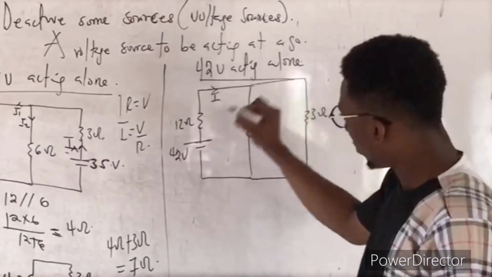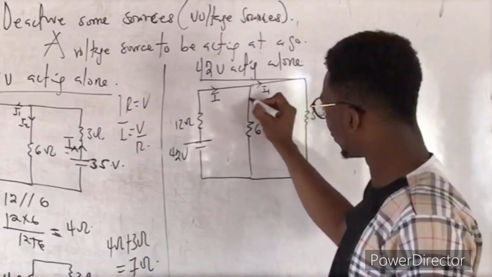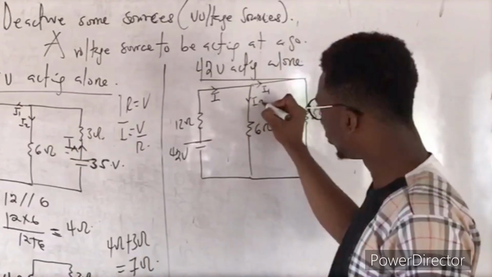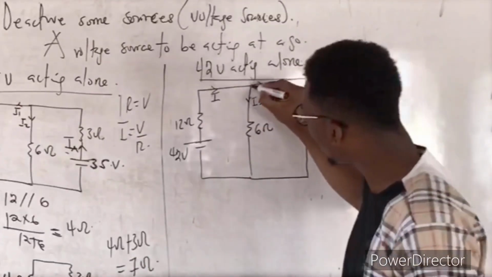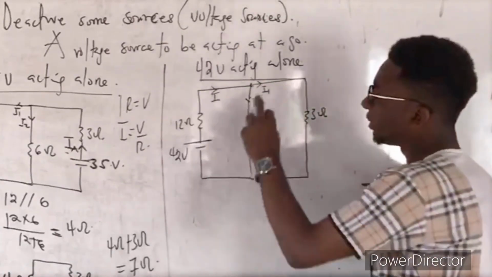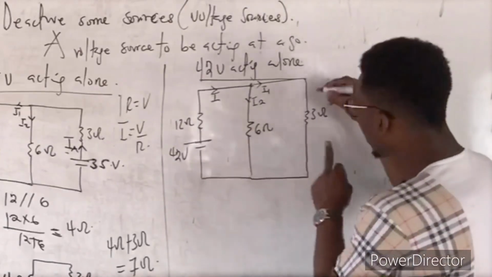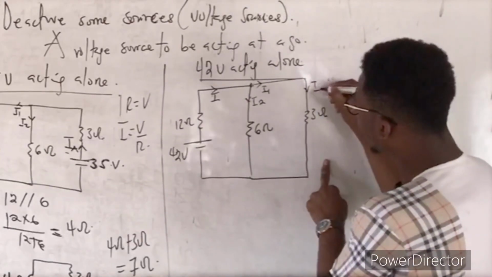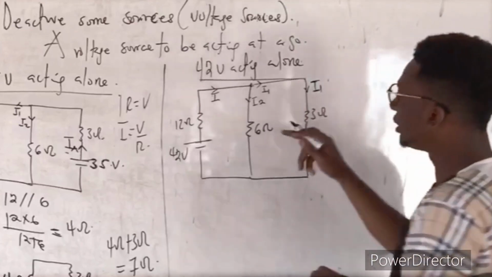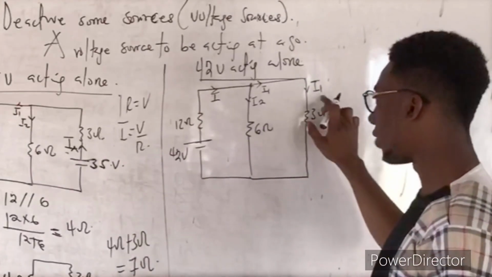Now, when this current gets here, this current is split into, let's say, I1 and I2 at this very junction or node. So when the current splits at this junction, the amount of current produced by the 42 volts that will pass through this 3 ohm resistor is I1. So now our focus here is to find I1. How do you find I1?